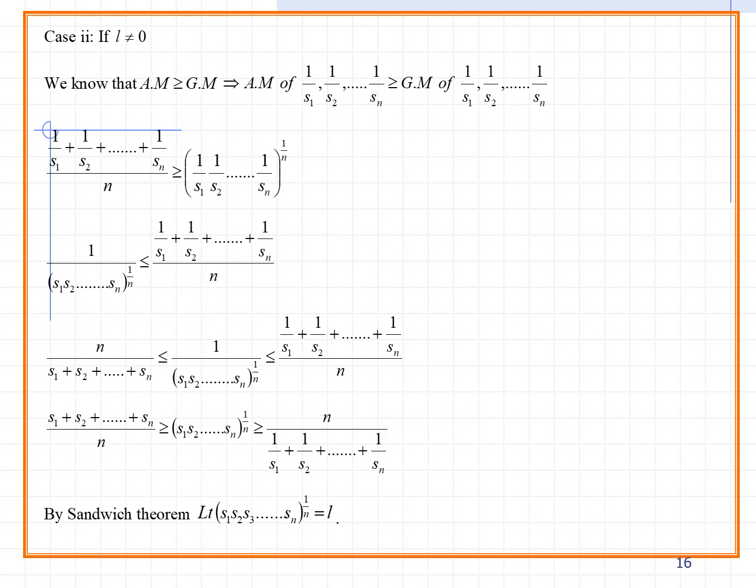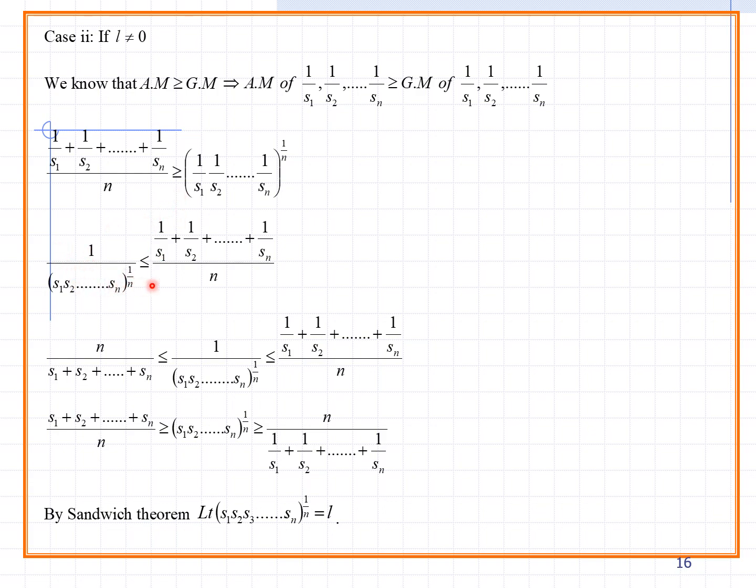Case 2: if L not equal to 0. Before, the case was L equal to 0 and this one is L not equal to 0. It is like reverse order. AM is greater than or equal to GM: AM of 1 by S1, 1 by S2, so on, 1 by Sn is greater than or equal to GM of 1 by S1, 1 by S2, so on, 1 by Sn. So this is the arithmetic progression of this. This is the geometric progression of this. You can write it as 1 by (S1 S2 so on Sn) power of 1 by n. It is like reverse.